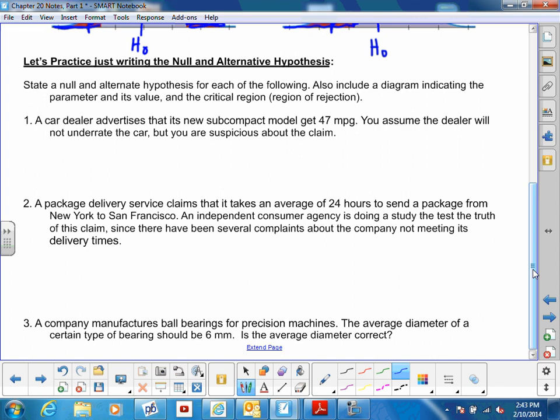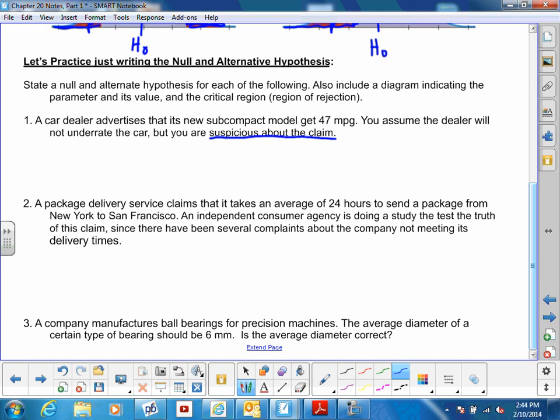A car dealer advertises that its new subcompact model gets 47 miles per gallon. Well, you're going to assume that the dealer's not going to underrate the car. You know, it's not going to be a 50 mile per gallon car and he's just going to say 47. Okay. We're worried with him overrating the car, overstating what the miles per gallon is. And so you are suspicious that he is overstating the miles per gallon.